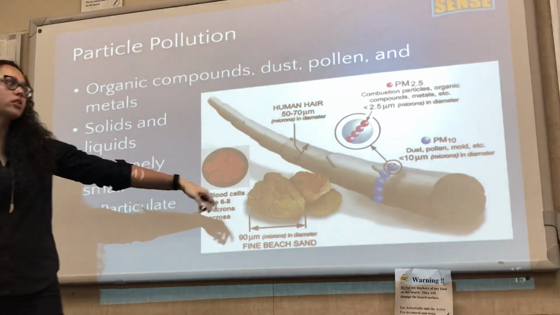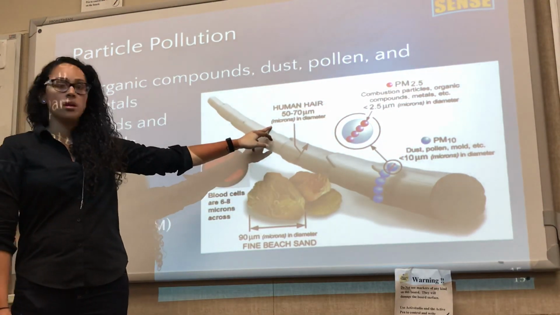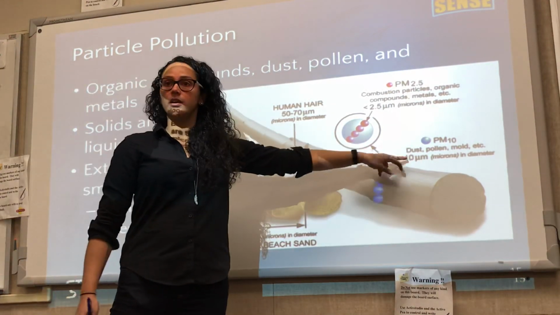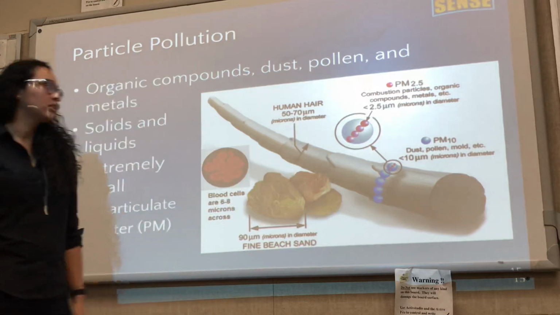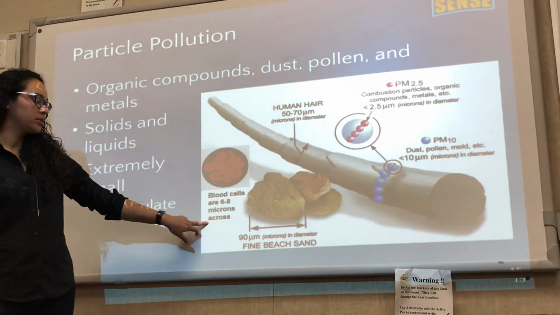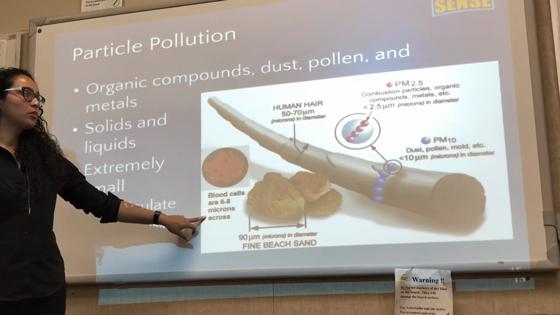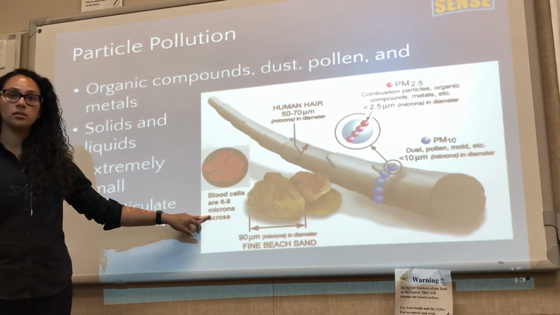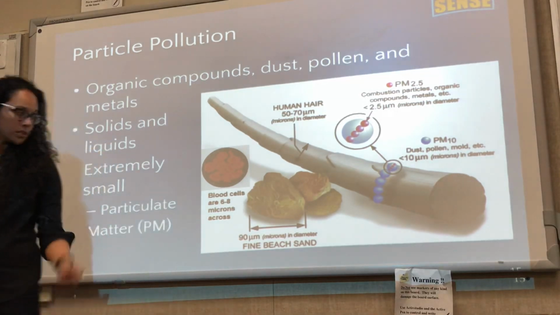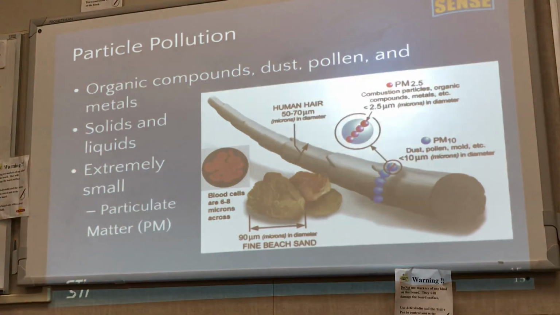A human hair strand is about 50 to 70 microns, so we're talking about 5 of those across makes PM10, or even more of those are going to make PM2.5. So we're talking extremely small. It gives you a little reference point to think that blood cells are somewhere in between PM2.5 and PM10. You can't see that visually, it's microscopic. And things like sand or dust are going to be a little bit bigger. We can see those more easily.